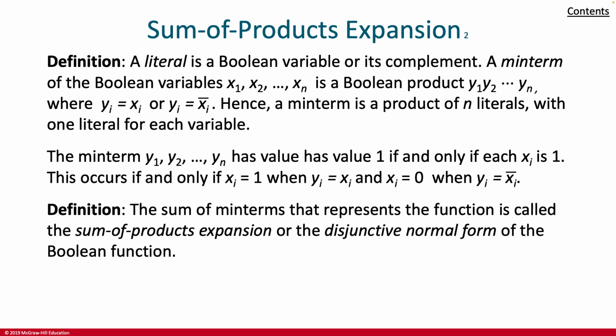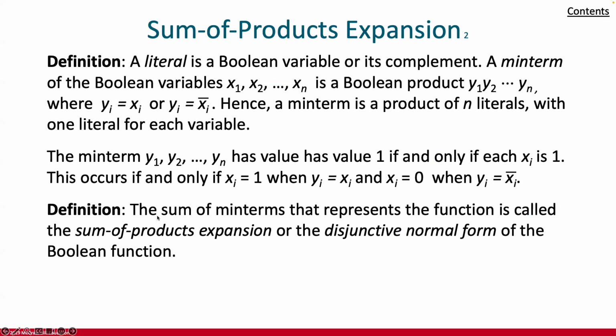So a literal is a Boolean variable or its complement. A minterm of the Boolean variables x1, x2 to xn is a Boolean product y1, y2 to yn, where yi equals xi, or yi is equal to the inversion of xi. Hence, a minterm is a product of n literals with one literal for each variable.